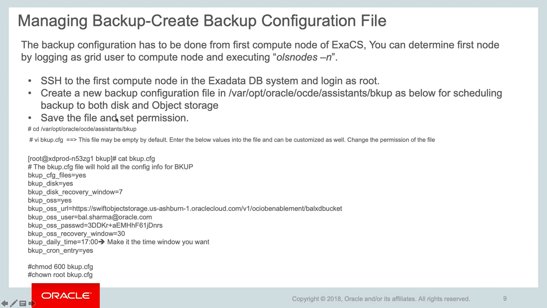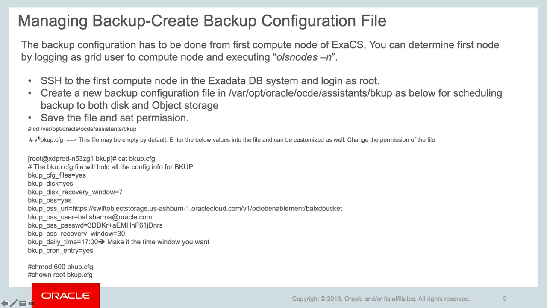Whether you are going to store the backup on disk or not is a design consideration you might have already factored in during provisioning of the ExaCS system, because based on your selection, if you want to have a local backup, the recovery area is going to have enough storage which will satisfy the backup or archive logs or those kind of things. So once you create this file, we will save the file, we will set the permission, and then we will go ahead with installing that configuration for the database.